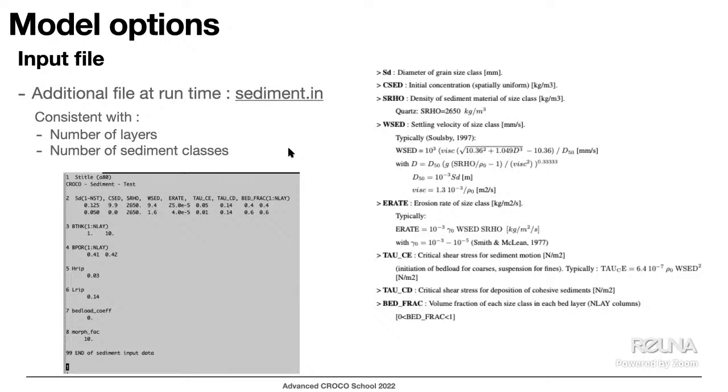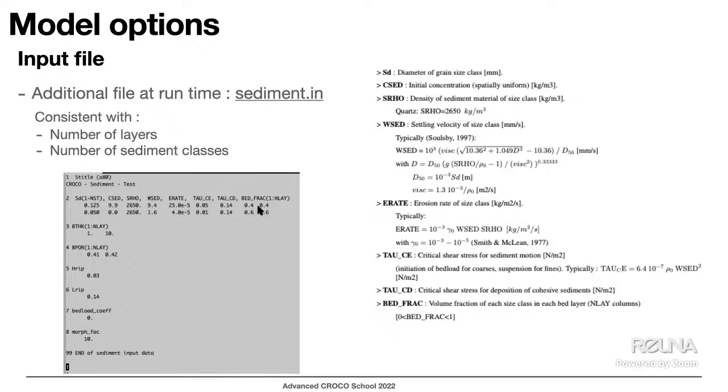So here it's a case with two kinds of sediments and two layers. So for each sediment, you specify the initial concentration in the water column, the density, the settling velocity. So here it's a coarse sediment, so it's heavy, it has a higher settling velocity. We specify the erosion rate and the initial bed fraction in each layer.